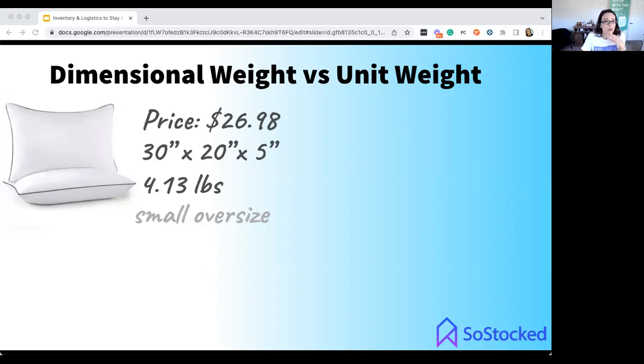Let's look at an example. We've got a pillow. Pillows are really great to give you an example of this because pillows are very light, yet they can be very bulky. Here's a product that is considered small oversized. It's just over 4 pounds, so Amazon's going to call it 5 pounds. They always round up. And let's do the math.